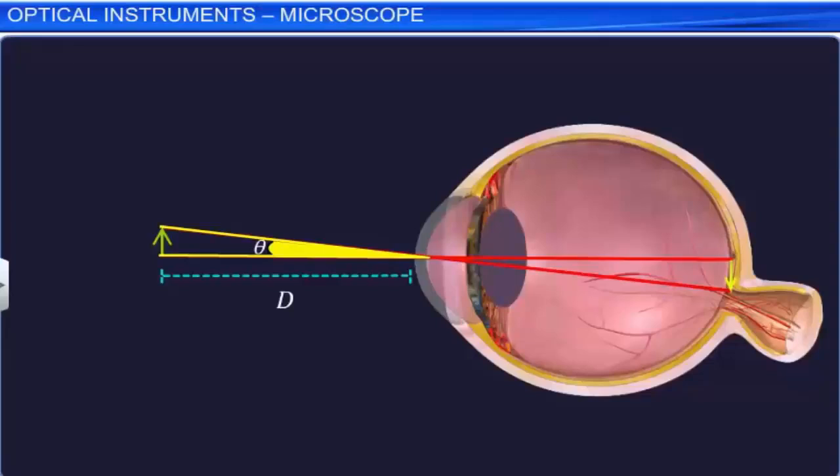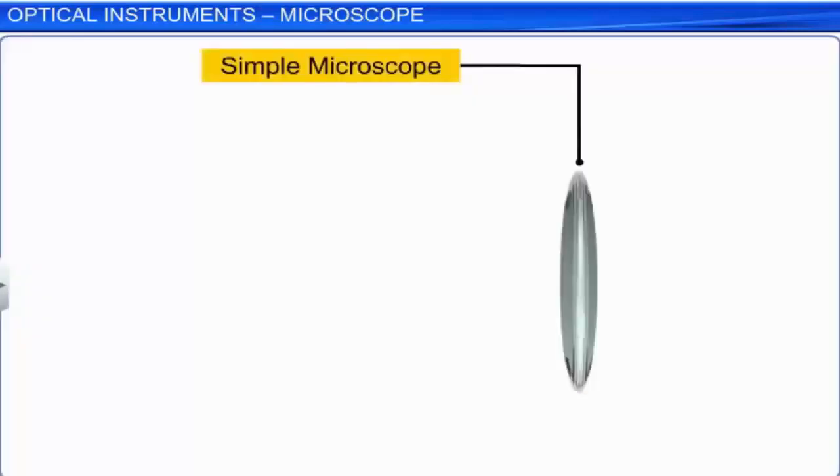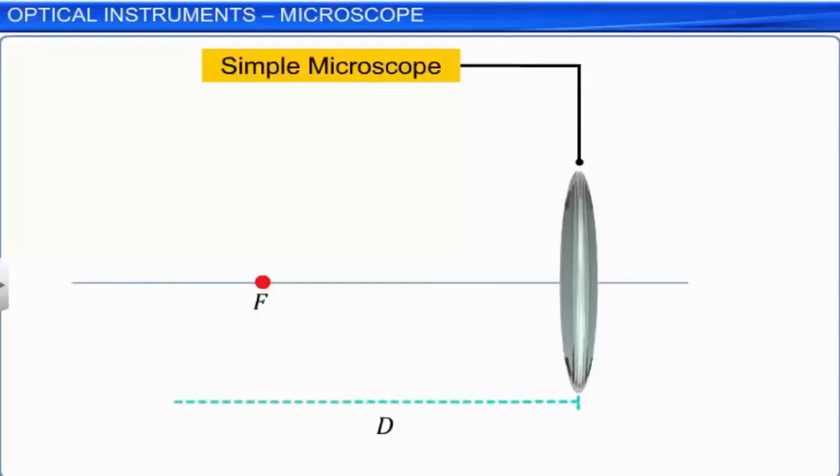But a simple microscope or magnifier can be used to view such objects without any strain on the eye. A simple microscope is a converging lens of a small focal length. If it is placed between the eye and the object such that the object distance u is less than its focal length, then the erected magnified virtual image of the object is formed beyond the near point.